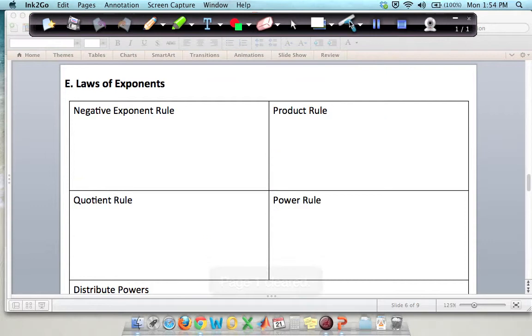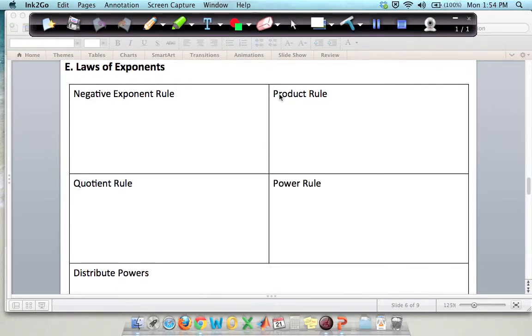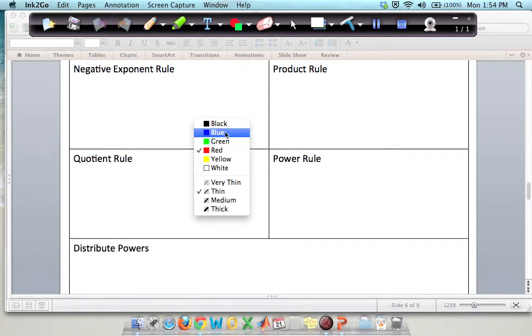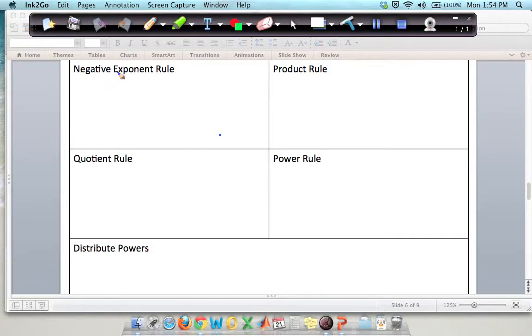Okay, let's review a couple of laws of exponents to help when we're simplifying different radicals. So the negative exponent rule, and we've talked about this already, we're just going to write them in one place. The negative exponent rule says if you have a negative exponent, to make it positive, you move it. So if it's in the numerator, you move it down to the denominator. And this can also go the other way. If it's in the denominator and it's negative, to make it positive, you move it up to the numerator.